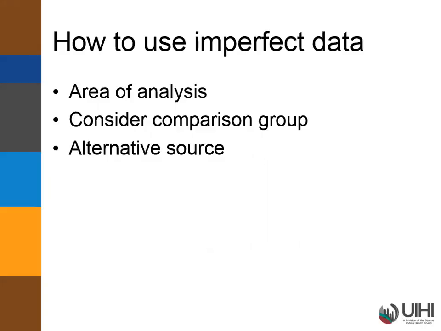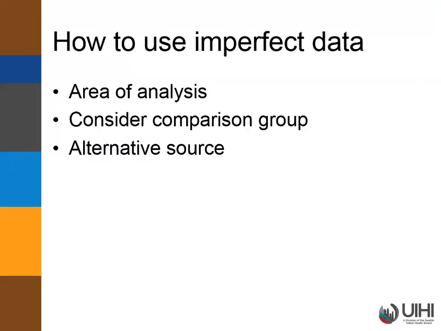And here are just a few suggestions on how we can use that imperfect data. One method is to look at the area of analysis. We can look at aggregating multiple years of data, or we could expand our age range to include more age groups. A second method is to consider a comparison group. One example is to use whites to highlight the disparity between natives and whites, or you could use another racial ethnic minority group as your comparison group. Or you could look at all races as the comparison group.